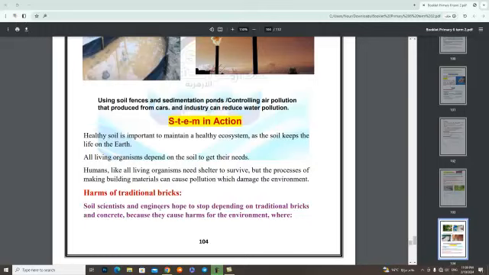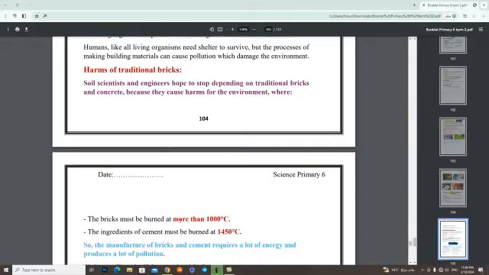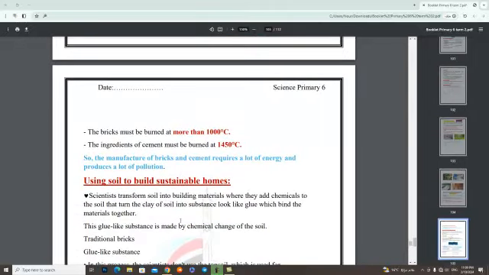Soil scientists and engineers hope to stop depending on traditional bricks and concrete because they cause harm to the environment, where the bricks must be burned at more than 1000 degrees Celsius. The ingredients of cement must be burned at 1450 degrees Celsius. So the manufacture of bricks and cement requires a lot of energy and produces a lot of pollution.